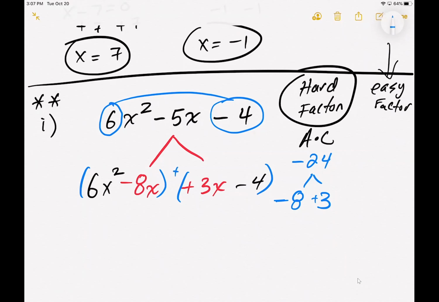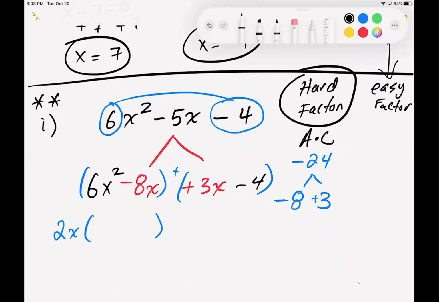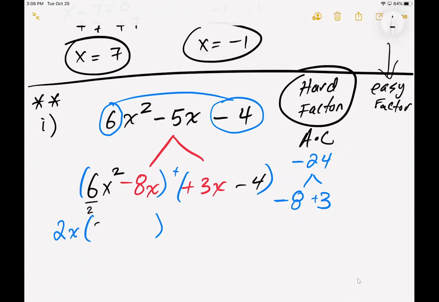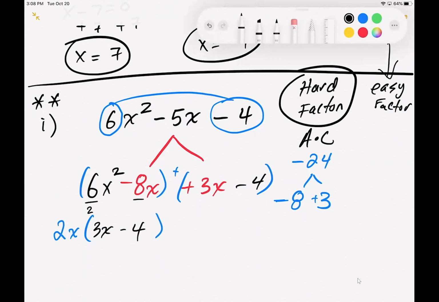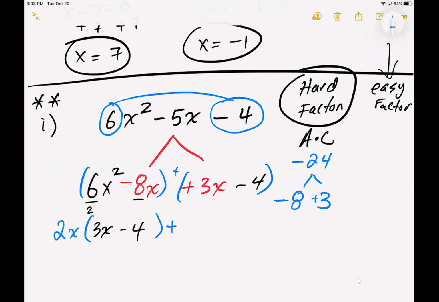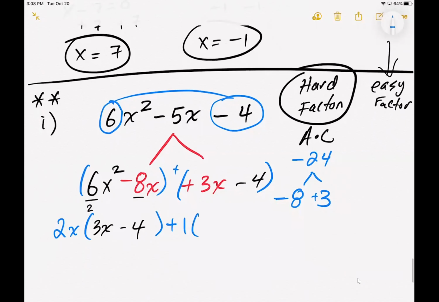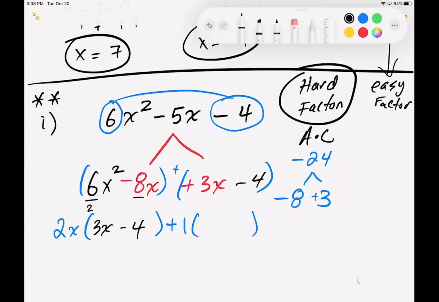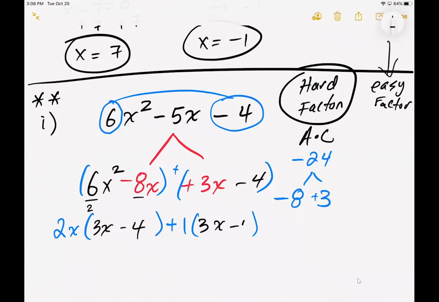In the first group, what can you take out? Hopefully you guys say that in the first group, you can take out a 2x. And if you take out a 2x, 2 going into 6 gives me 3x, and 2 going into -8 gives me a -4. And in the second group, if there's nothing you can take out, reminder, you can still take out a 1. And if you take out a 1, what are you left with? Well, there's nothing new. You're still left with the 3x minus 4.